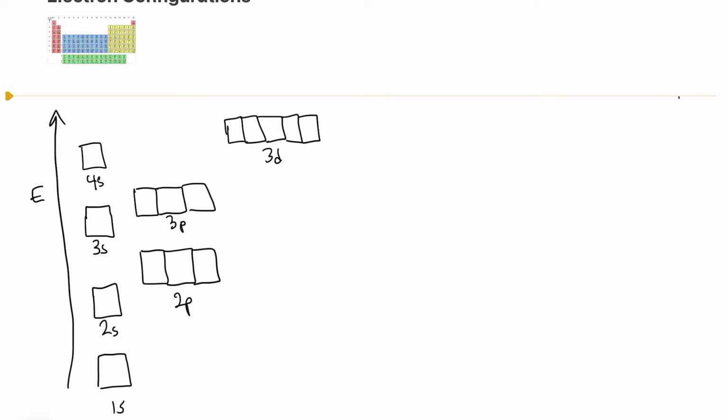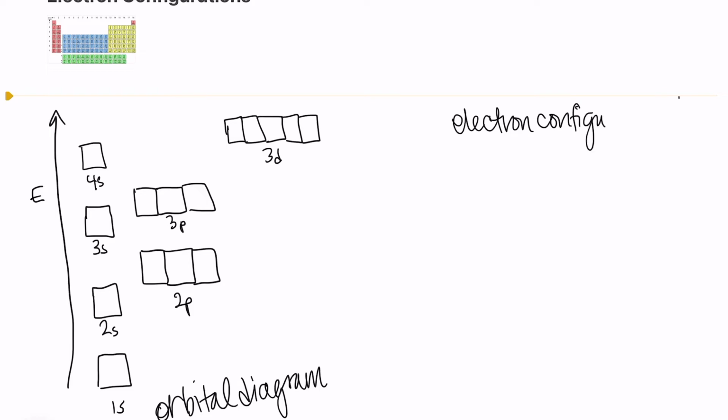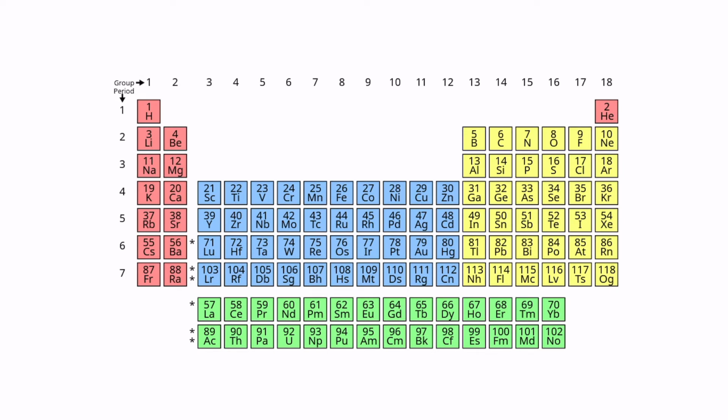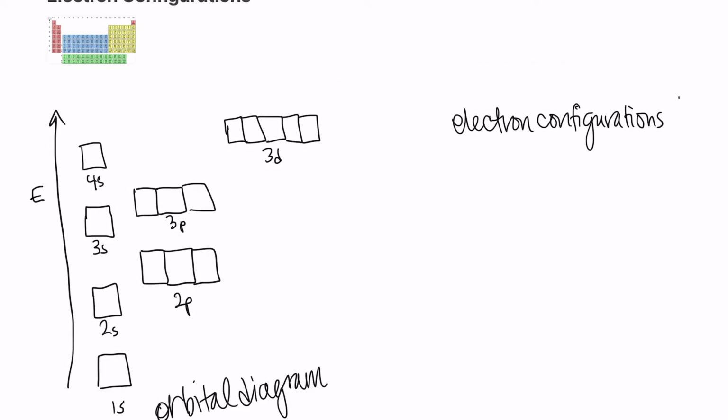So I'm going to be talking about three things at the same time. One thing is orbital diagrams, that's what this is over here. I'm also going to be talking about electron configurations, which I'm going to write over here on the right. And I'm also going to be talking about the way the periodic table is organized, so I'm going to be coming in here and looking at the periodic table too.